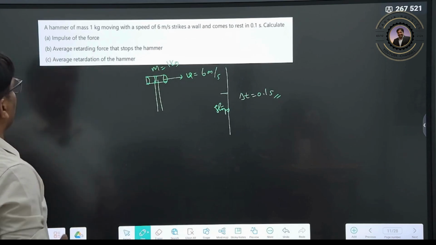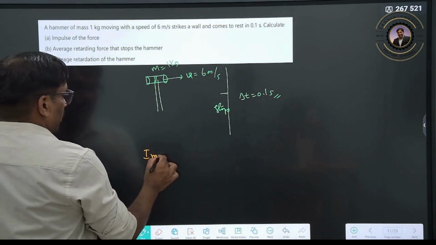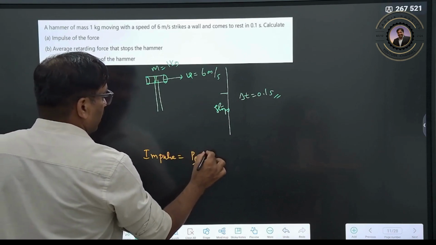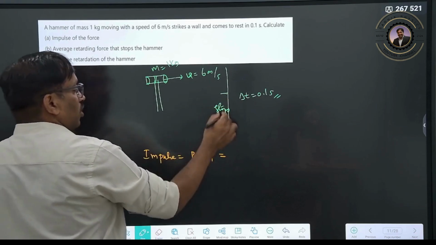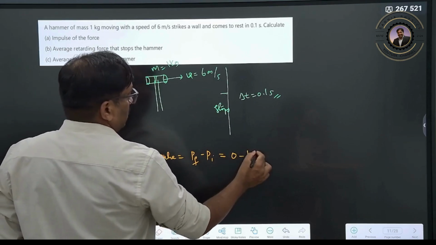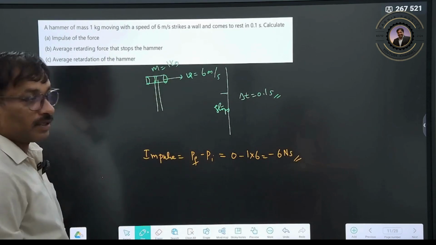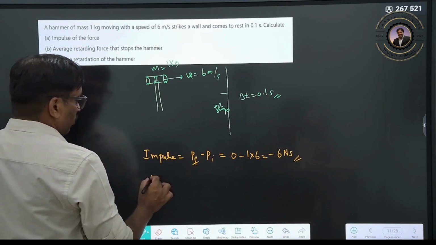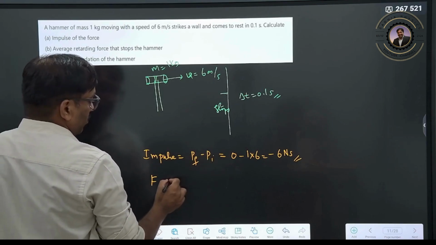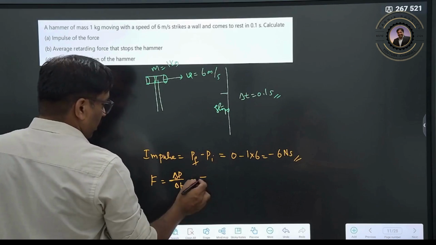Therefore we want to calculate the impulse. Impulse means how much now? Impulse is nothing but what? A change in momentum. That means final momentum minus initial momentum. Finally it stops now, therefore it is 0 minus initial, which is how much now? Mass into velocity, 1 into 6. Therefore minus 6 newton second. This is the impulse. So the retarding force, force is equal to change in momentum by time, therefore what can you write now?